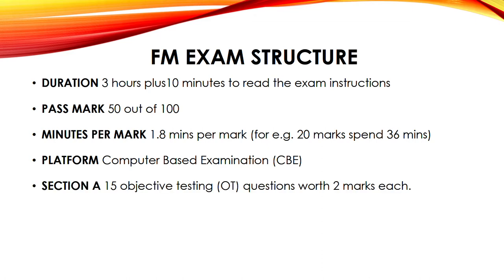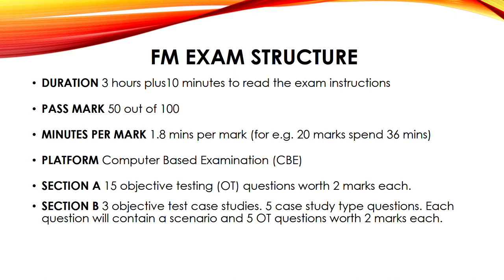Section A. Now coming to the exam, there are 3 sections. The exam pattern is divided into 3 sections: section A, section B, section C. Section A has 15 OT, objective testing questions, worth 2 marks each. That means in total it will be 30 marks, because 15 into 2 is 30, from section A. It's not only multiple choice questions, it's more than that. We'll go to that.